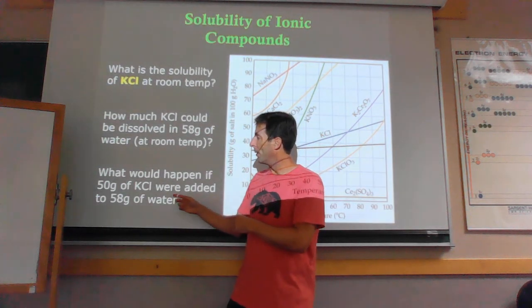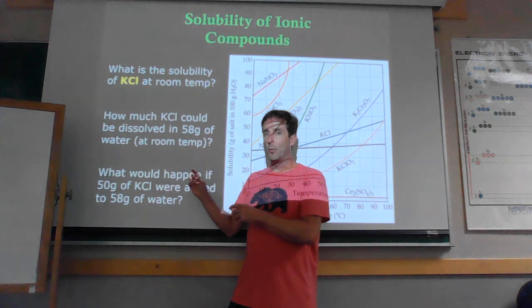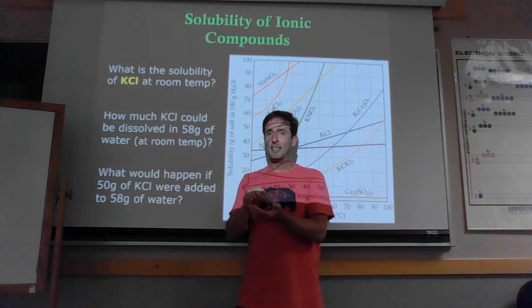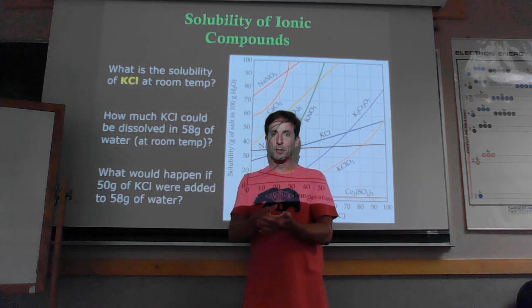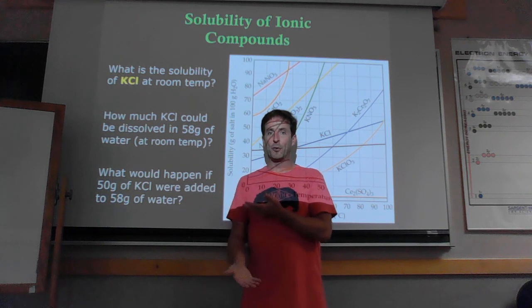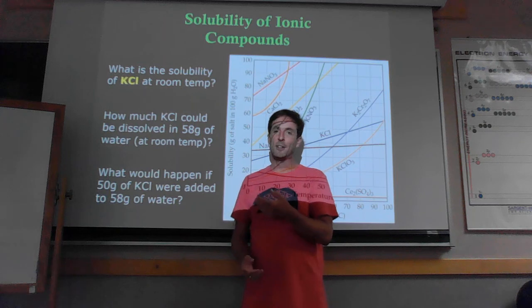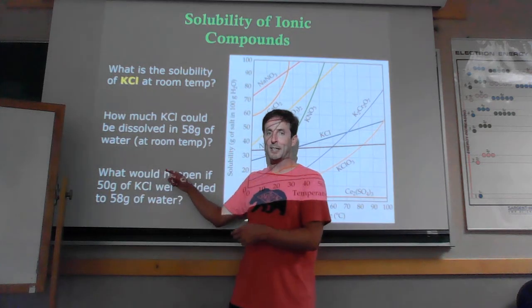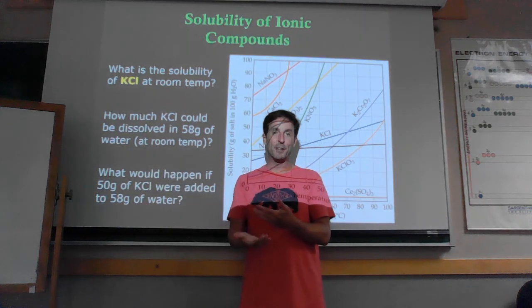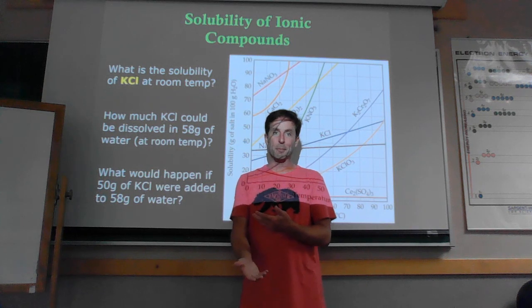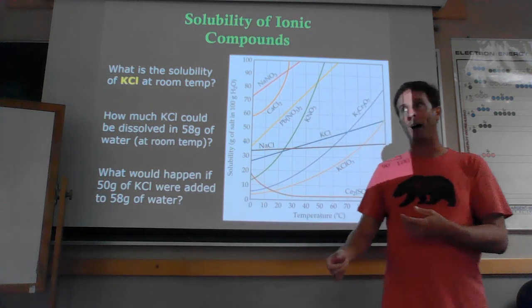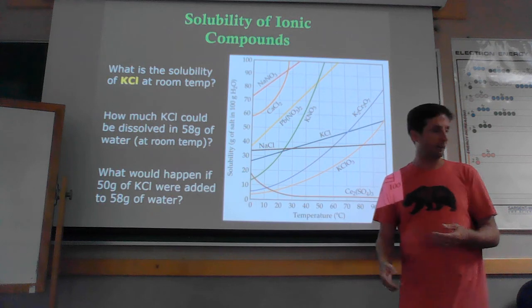On this one, though, I would say when I dump the KCl in, 19.1 grams will dissolve into the solution. The rest of it will all just settle to the bottom. And I could subtract 50 minus 19.1, and then I could actually figure out how much solid is actually left over on the bottom. And I think it'd be 30.9.